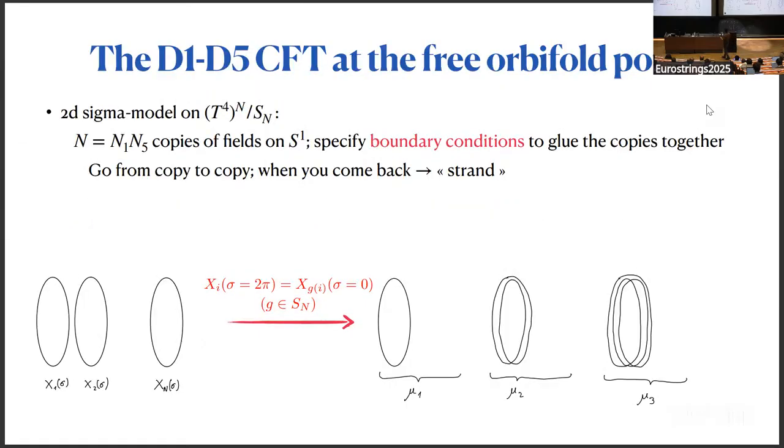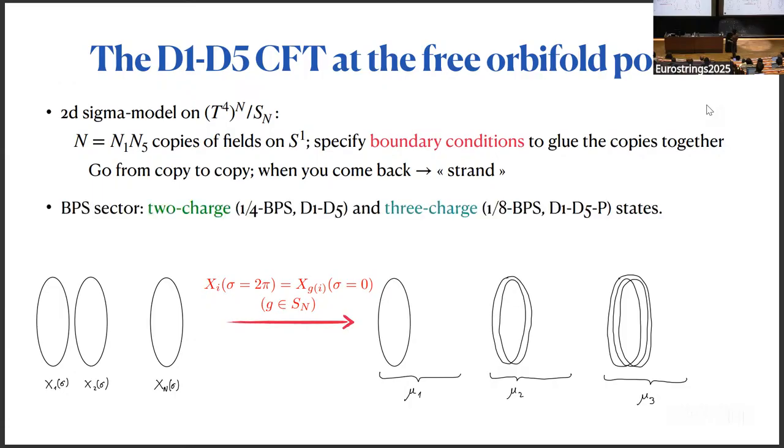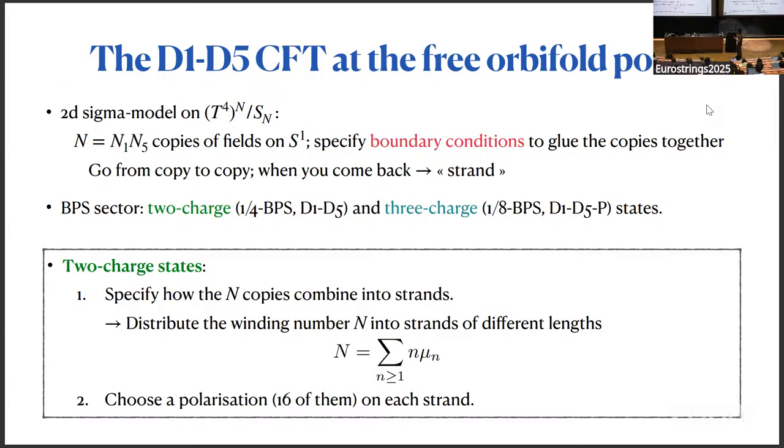So I can call μ_i, let's say, the number of strands of length i. I think here there are supposed to be three dots, and three dots here, and I think they disappeared from the PDF. The BPS sector has 2-charge and 3-charge states. The 2-charge states are quarter BPS with respect to the 32 supercharges of the type IIB vacuum, so they have 8 supersymmetries, and the 3-charge states have 4 supersymmetries, and they correspond to the D1-D5-P states.